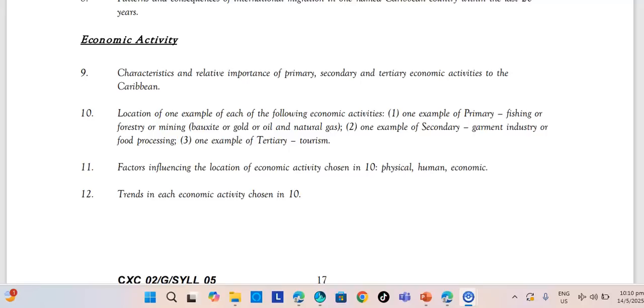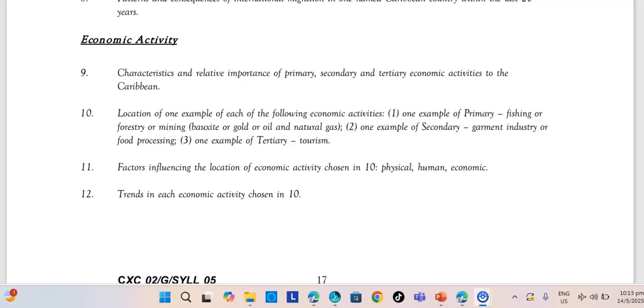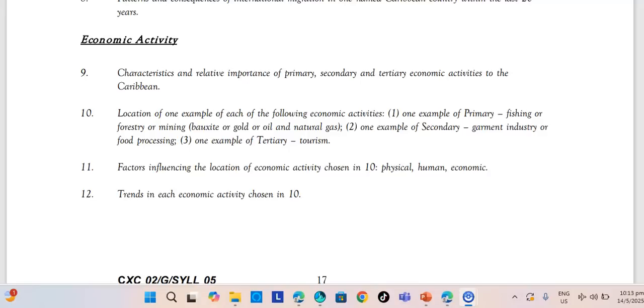Another factor that influences the location of economic activity is education and training. Good schools and training centers support skilled jobs. Now, what are the economic factors that influence the location of economic activities?